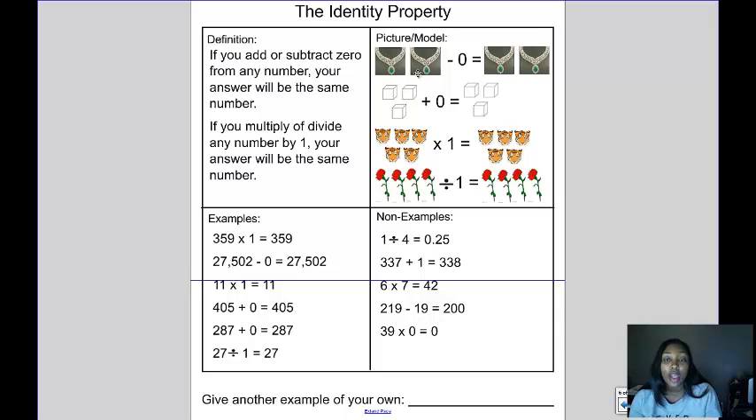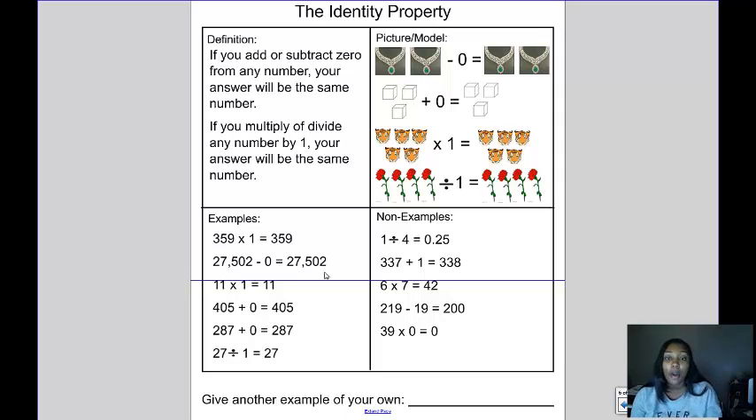And so I have 2 necklaces minus 0, and I still end up with 2 necklaces. Then I have 3 cubes plus 0 cubes, and I still end up with 3 cubes. I have 5 tigers times 1, and I still get 5 tigers. And then I have 4 carnations divided by 1, and I still end up with 4 carnations. So some examples would be 35 times 1, I get 35. If I do 27,502 subtract 0, I still have 27,502.